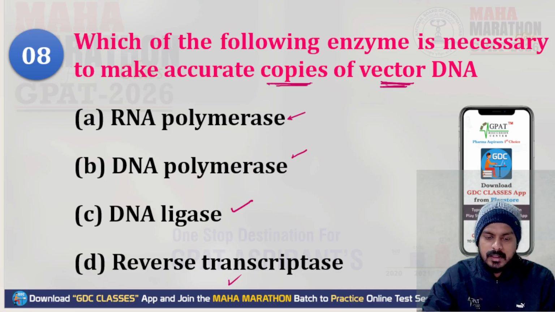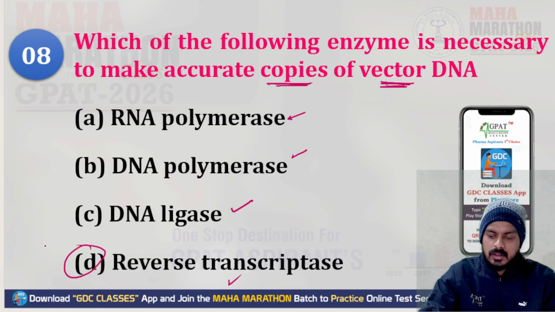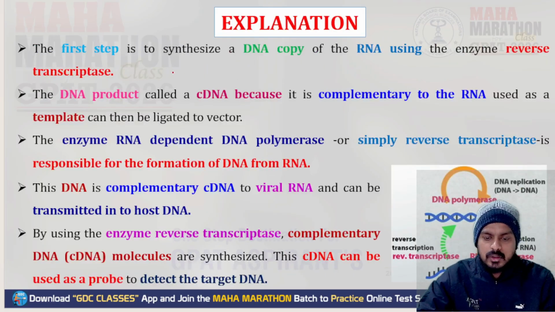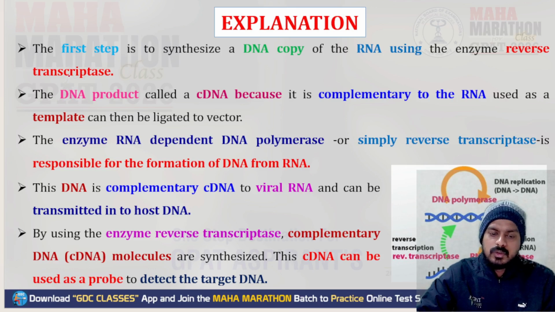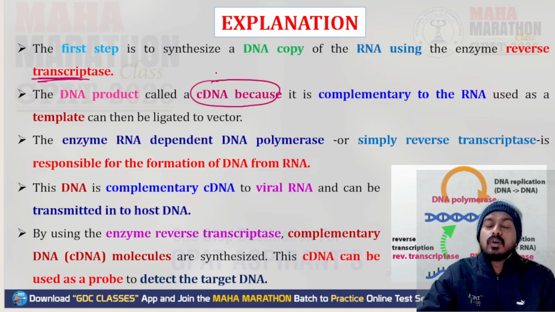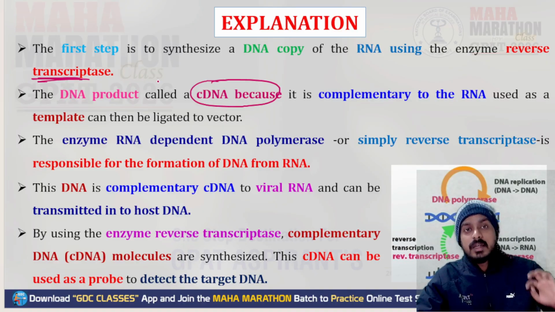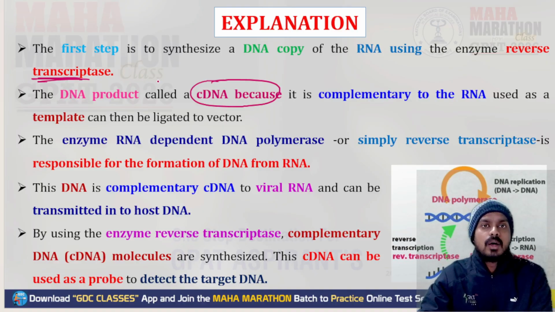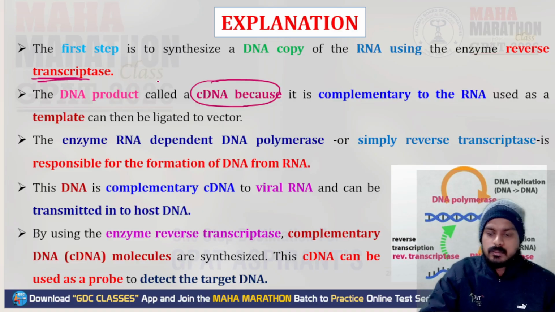Okay. So the correct answer is reverse transcriptase. Let's see how. The first step is synthesis of a DNA copy of RNA using an enzyme called reverse transcriptase. The DNA product here is called cDNA because it is complementary DNA, which is synthesized in response to the RNA. The enzyme RNA-dependent DNA polymerase, or simply reverse transcriptase, is responsible for the formation of this.